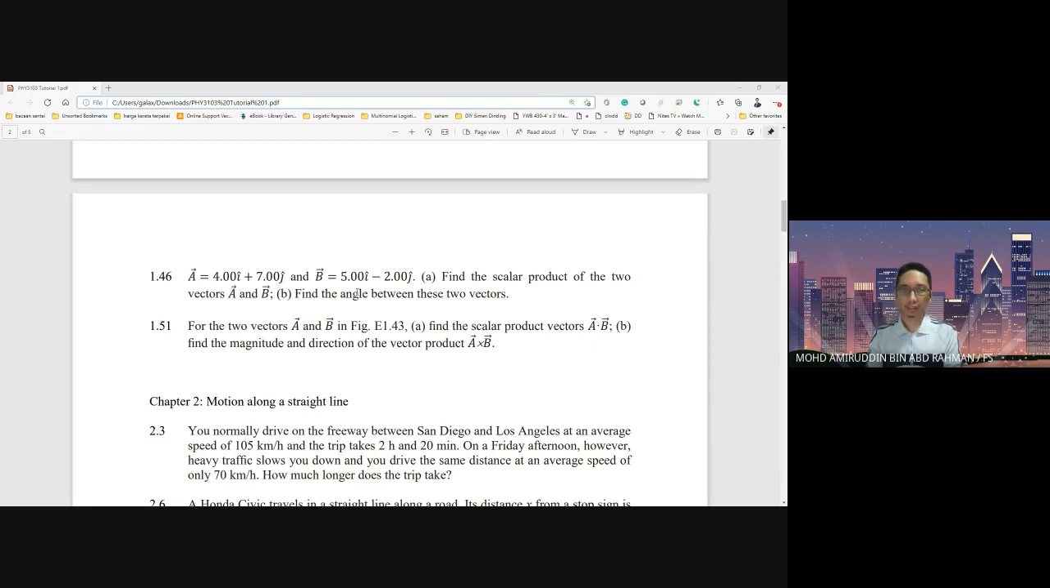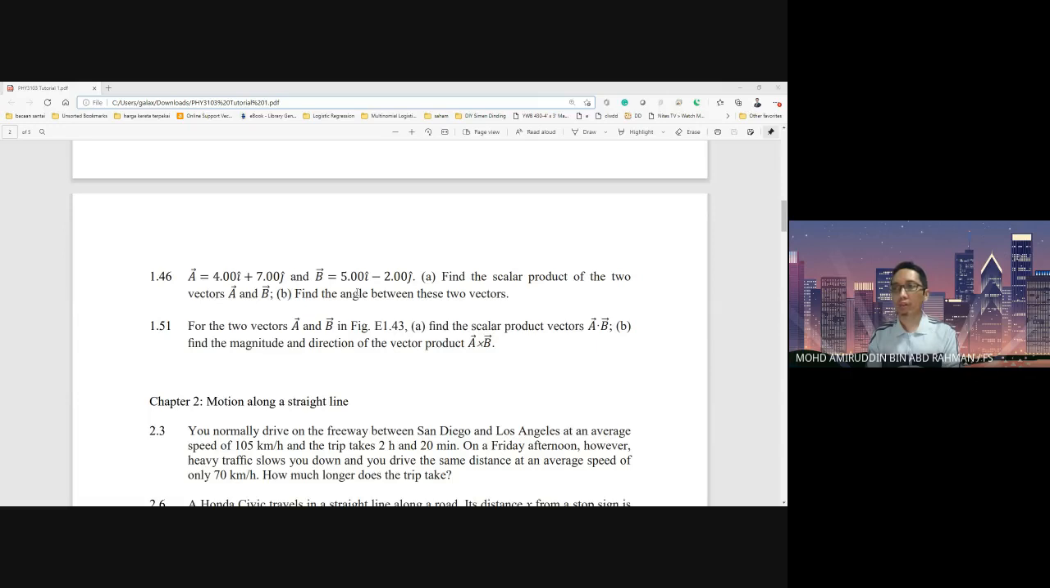Then the final answer: because cos phi equals 6 over AB, and you already obtained A as 8.06 and B as 5.39, cos phi equals 6 over 8.06 times 5.39. So finally you got phi as 82.1. So that's for B.